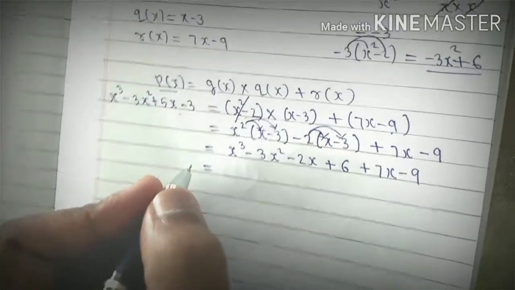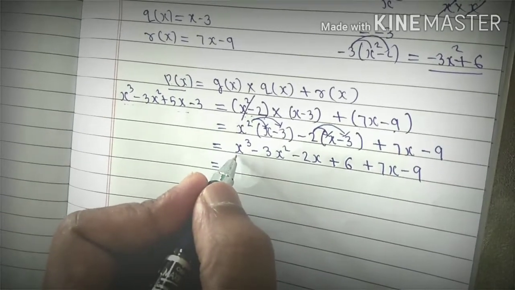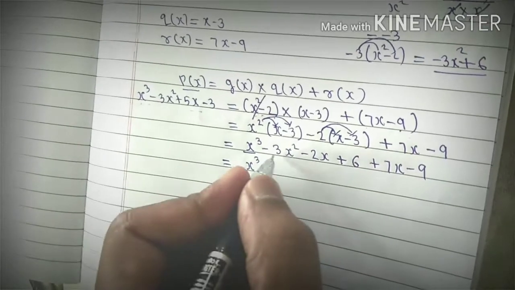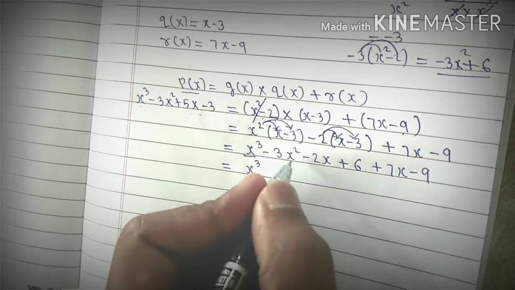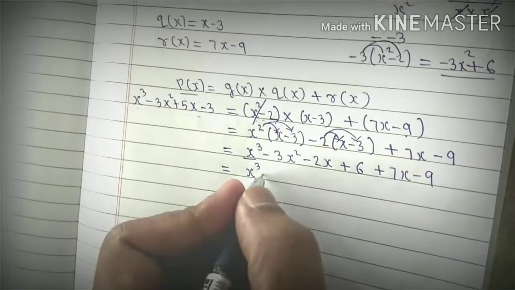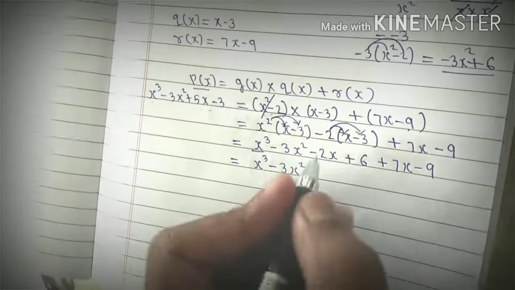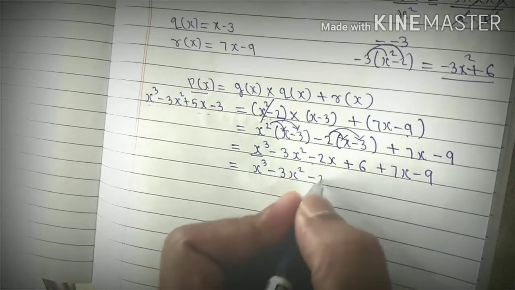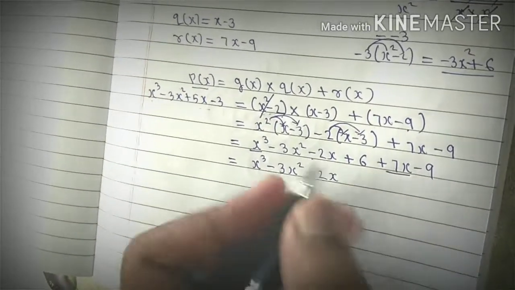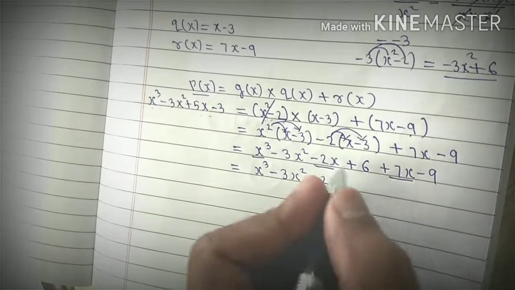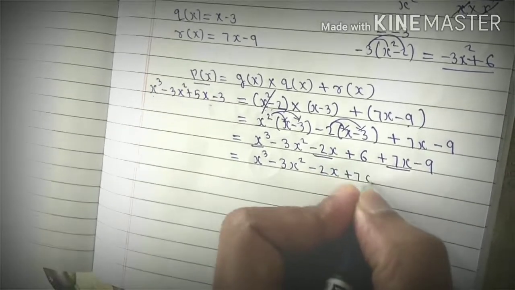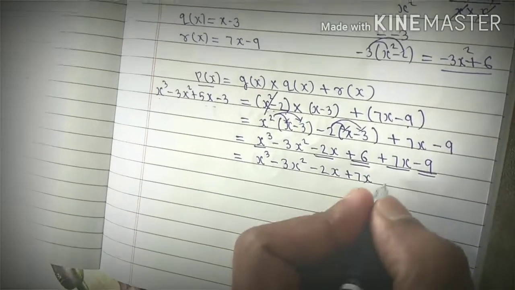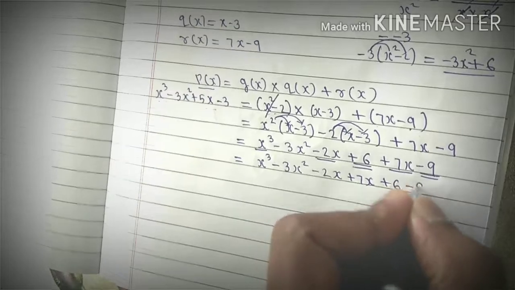Now club up like terms together. X cube is the only x cube term, so I am writing x cube. Then the term with x square: is there any other term with x square? No, so I am writing minus 3x square as it is. The terms with x, minus 2x and 7x, both terms you combine together. Then plus 6 and minus 9 are also like terms, so I am combining them together.